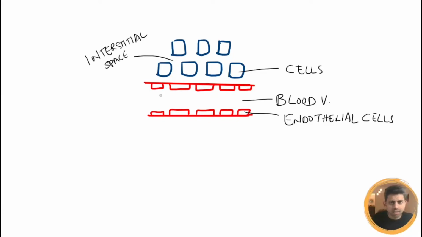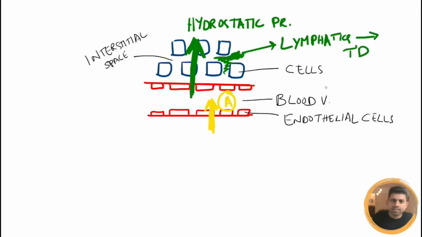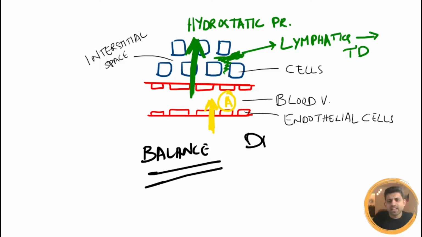Under normal circumstances, fluid is constantly going out of the capillaries and coming back in. Hydrostatic pressure pushes the fluid out. Plasma oncotic pressure, mainly due to albumin, pulls fluid back in. Excess fluid is drained by the lymphatics and returned via the thoracic duct. If this balance is maintained, tissues will stay dry. If not, edema can occur.